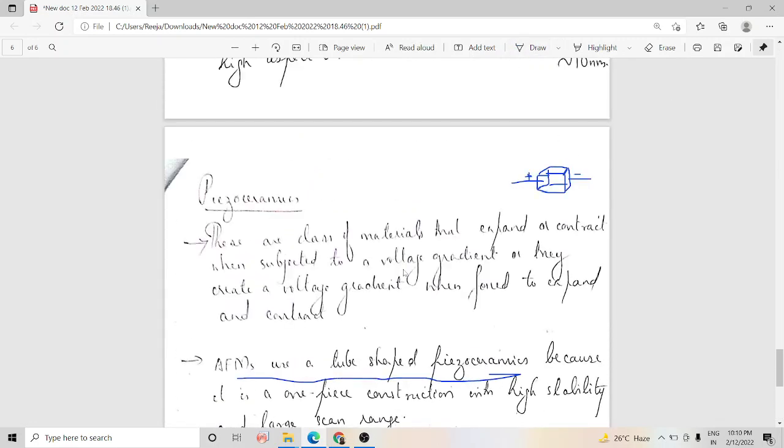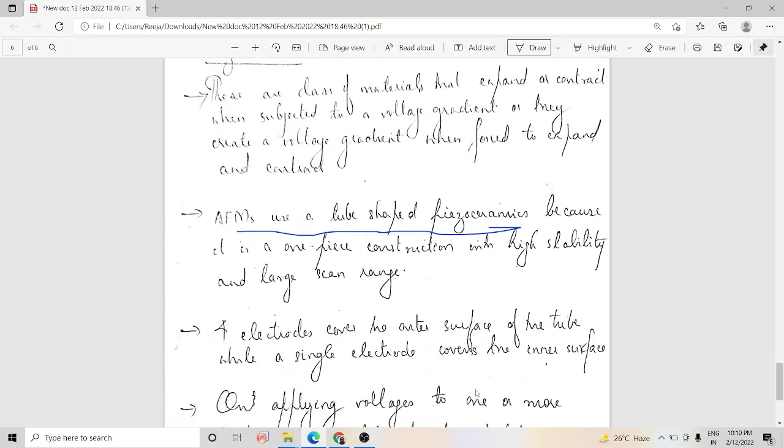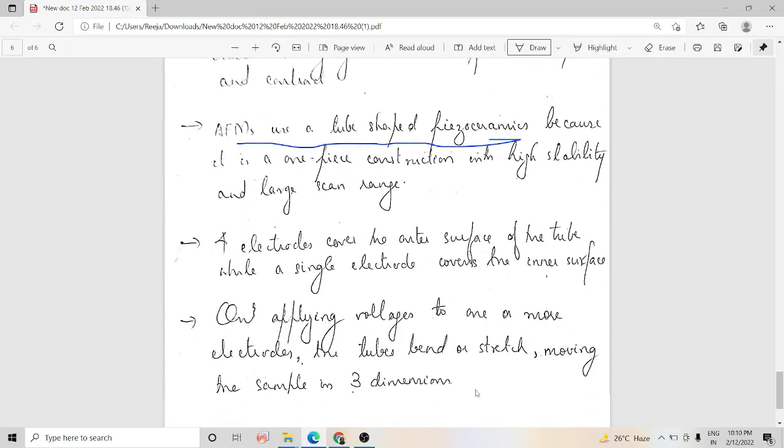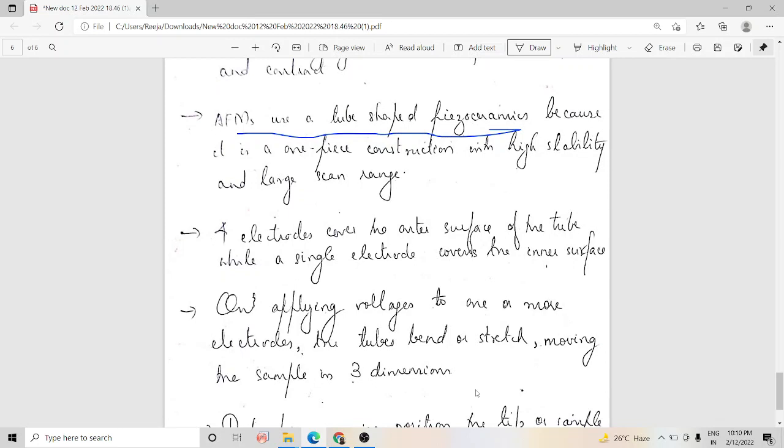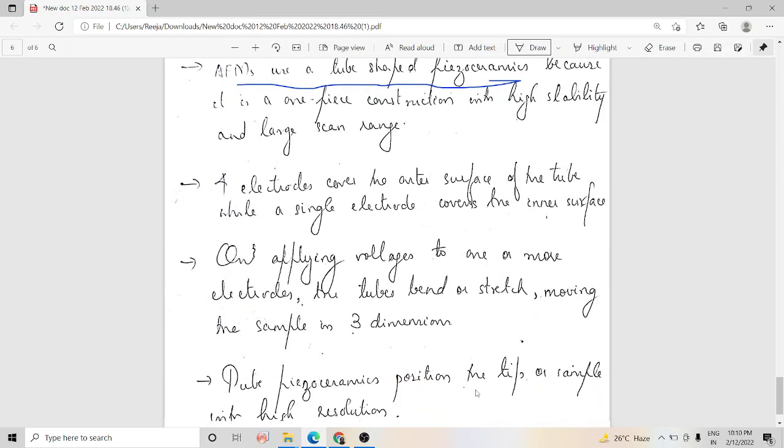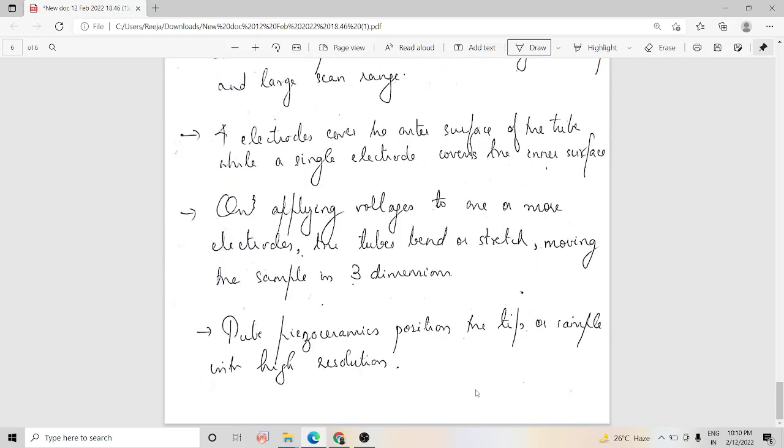So let's discuss once again what piezoceramics are. These are a class of materials that expand or contract when subjected to a voltage gradient, or they create a voltage gradient when forced to expand or contract. AFMs use a piezoceramic tube, which is a one piece construction with high stability and large scan range. 4 electrodes cover the outer surface of the tube, while a single electrode covers the inner surface. On applying voltage to one or more electrodes, what will happen to the tube? It will expand or contract, or it will bend or stretch, moving the sample in 3 dimensions, allowing a dynamic scanning possibility of the sample.